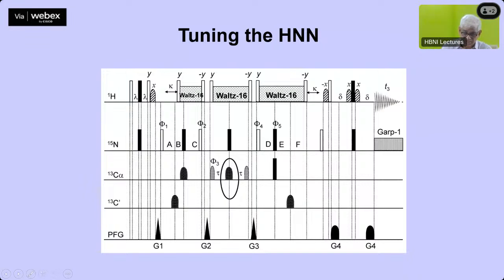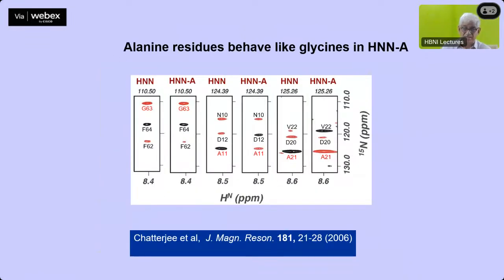I think we will not describe the mathematics of that in detail, but it is possible to do it. This is the modification where the alanine is made to behave like a glycine. The glycine will remain as a glycine, but the alanine is also made to behave like a glycine, and that is typically what you see here. In this situation, you see G63, F64, F62, and these are the same sequence. These are maintained in the HNNA experiment also.